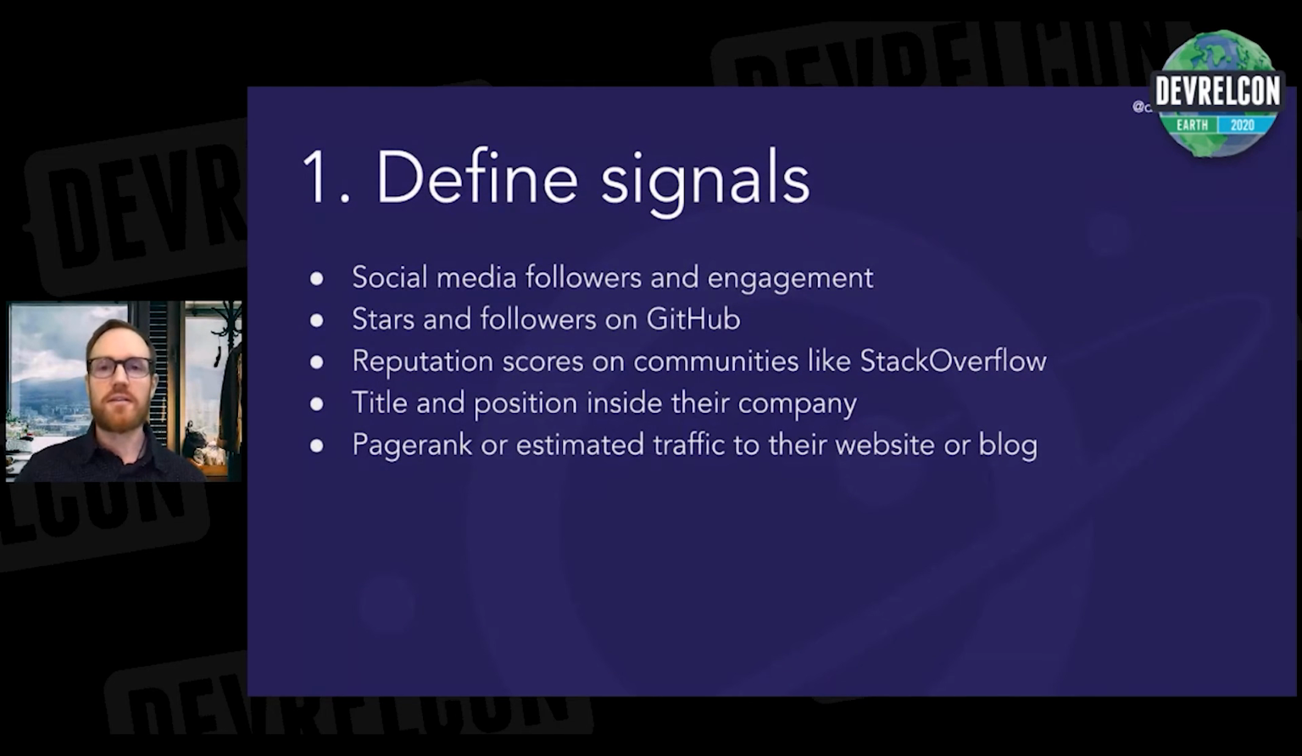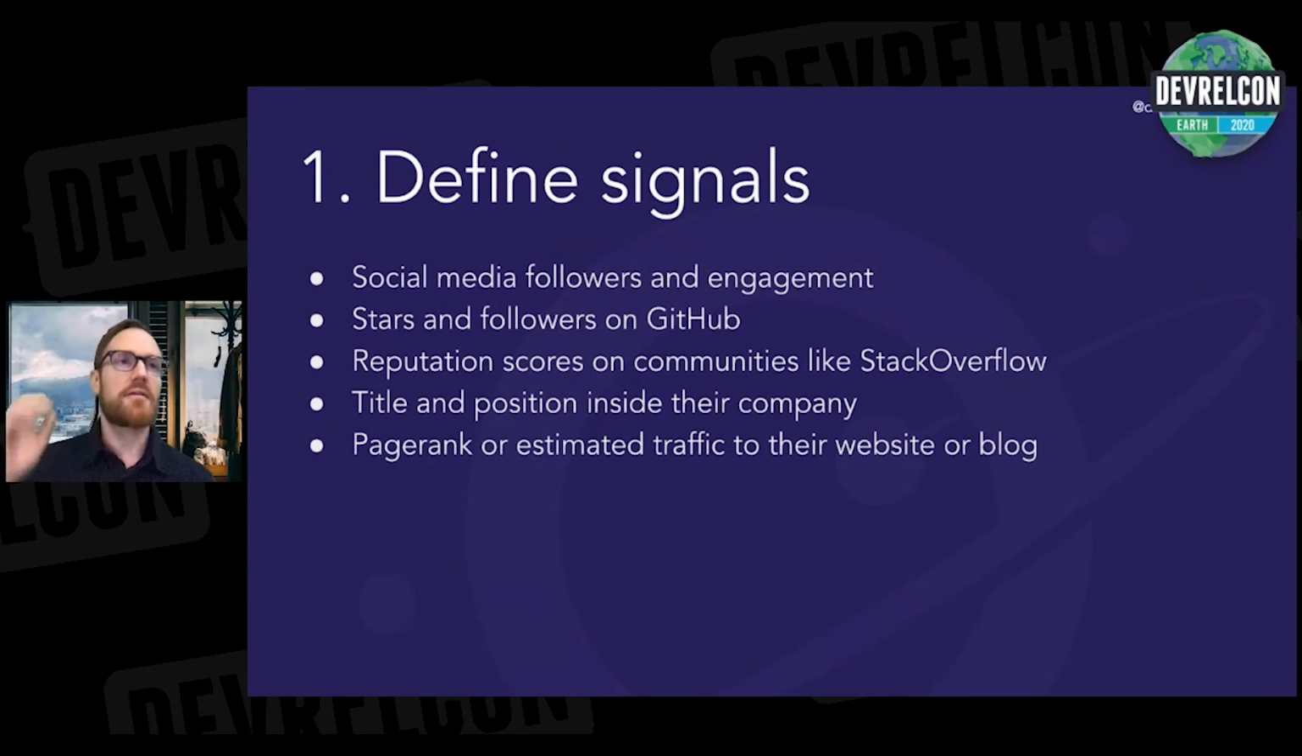And just like defining activities is one of the first steps for love, defining the signals that you care about for reach is the counterpart on the reach side. So what kind of signals could we be interested in? Well, as I said, it's social media followers and engagement. It might be stars and followers on GitHub. It might be reputation scores on communities like Stack Overflow.